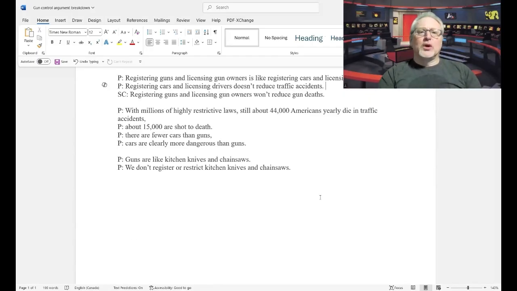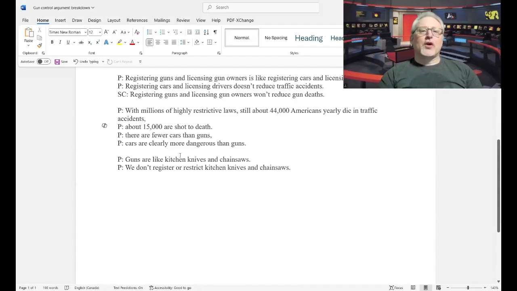What do we do with these remaining statements here? Millions of highly restrictive laws, 44,000 Americans die yearly in traffic accidents. I think it's probably here to support the claim that registering cars and licensing drivers doesn't reduce traffic accidents. What about the rest?